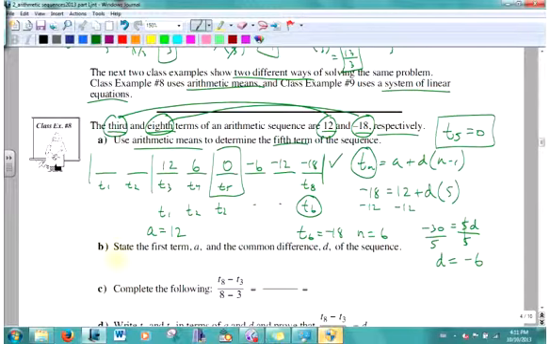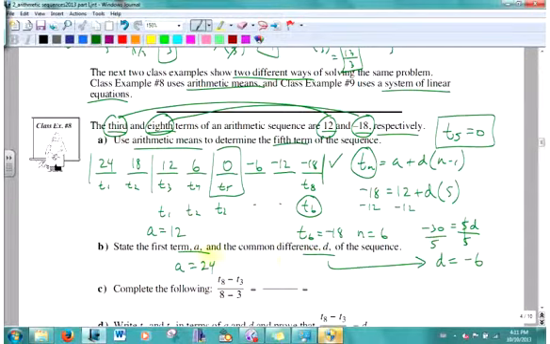Okay? Part B. What's the first term? And what's the common difference? Well, I already found that. The first term, this goes down by 6, so if I go in the other direction, I have to go up by 6. 12 and 6 is 18. Up by 6. First term must be 24.